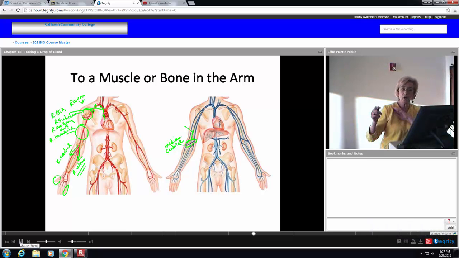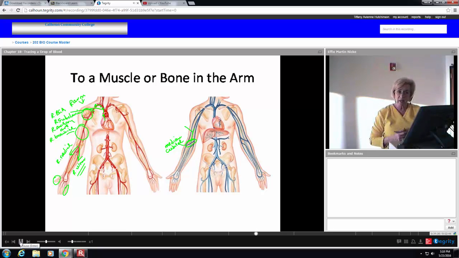So what you want to do is you want to go down the right subclavian and go to the right axillary. Once you're at that main area where the deltoid is, then you're wanting to take an exit off of the axillary and get into the arterioles of this muscle.